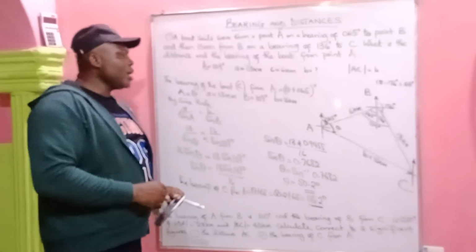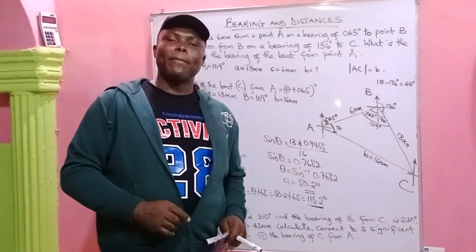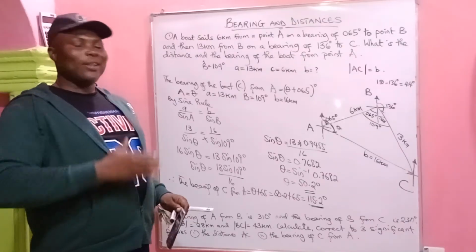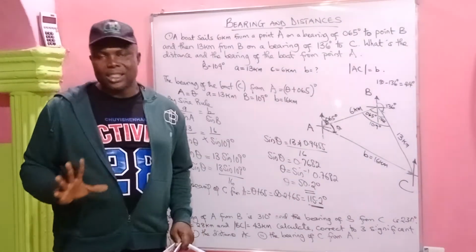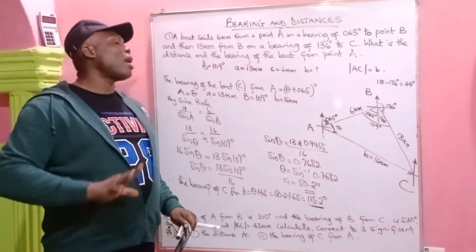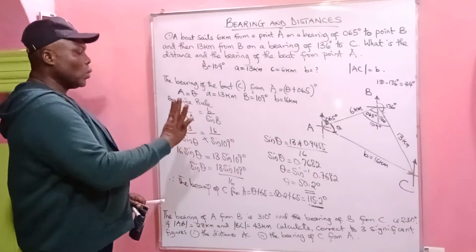If we look at the bearing we have just done, we have been able to apply both the sine rule and the cosine rule in solving this problem, and we've been able to get our answer accurately. So it's that simple.